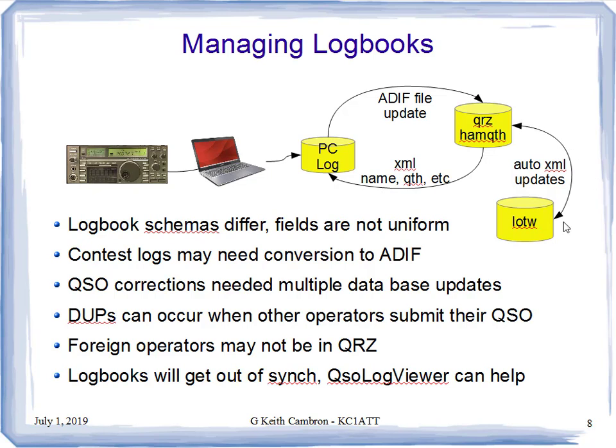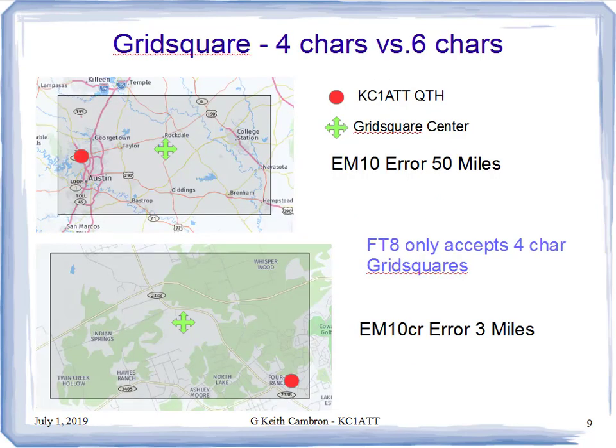QRZ and Logbook of the World in particular have a mechanism where they can share XML interfaces as well, so when you update one, you can update the other, provided you are an XML subscriber and you have loaded the proper security information into QRZ. ADIF file format is really the lingua franca of logbooks, so it's the common way of sharing information among the various logbooks. So now I'm going to talk about QSO mapping.